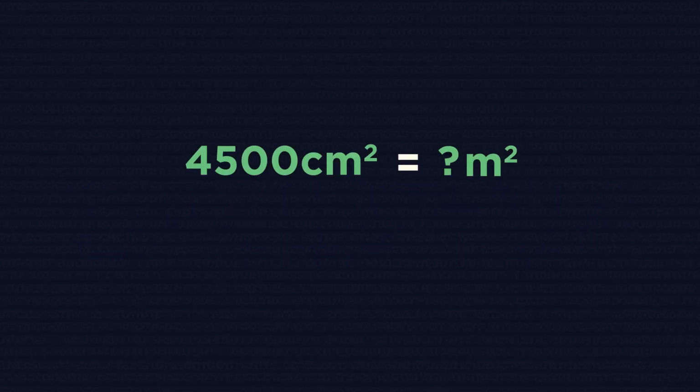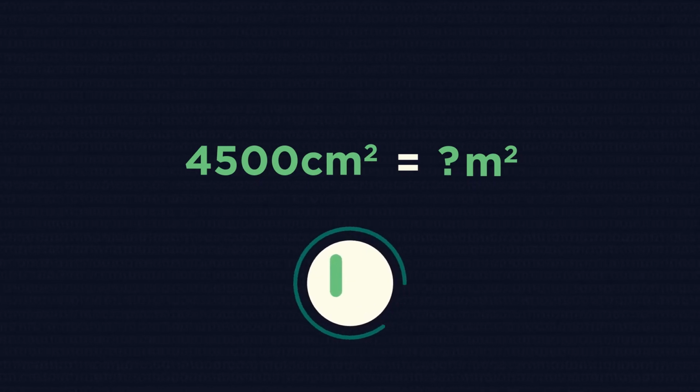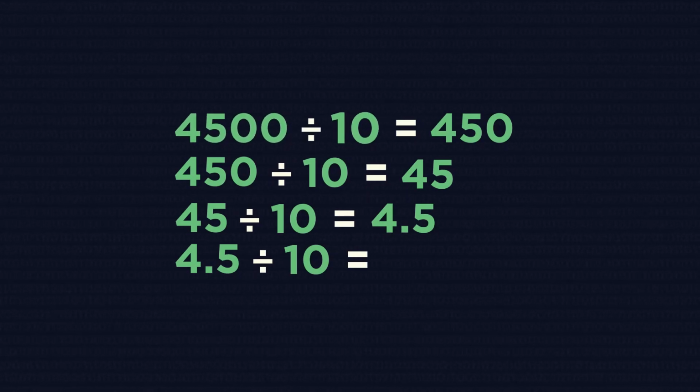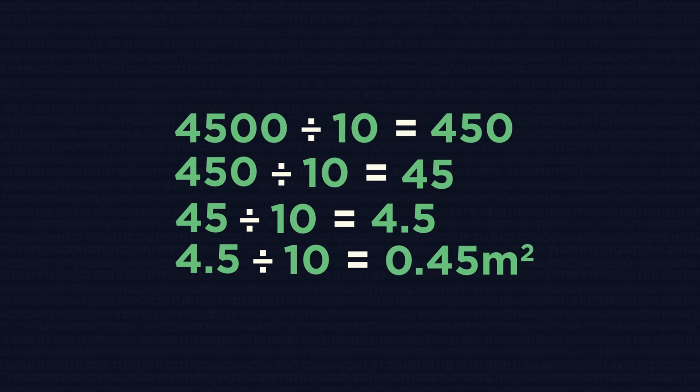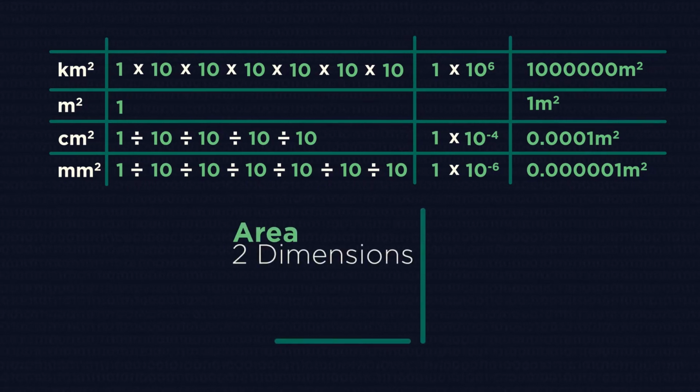See if you can convert this value in centimetres squared to metres squared. To convert 4,500 centimetres squared to metres squared, we need to divide 4,500 by 10 4 times. This gives us an answer of 0.45 metres squared. As you can see in this conversion chart, we can convert between each of the forms using powers of 10. This time, however, the powers of 10 for each conversion are double what they were for lengths. This is because area is found by taking lengths in 2 dimensions.